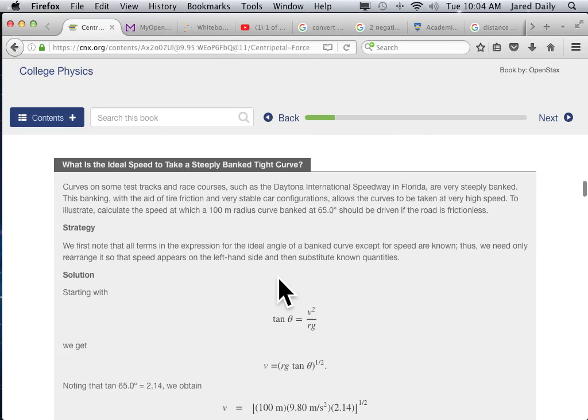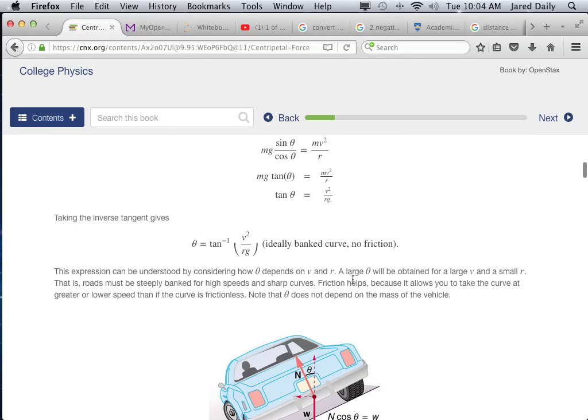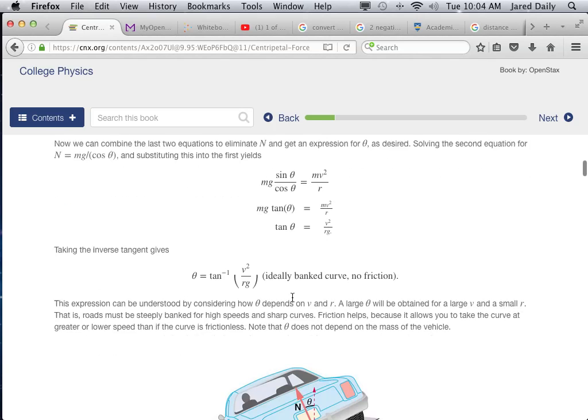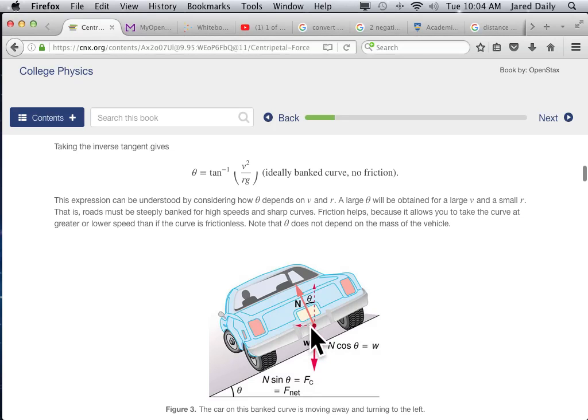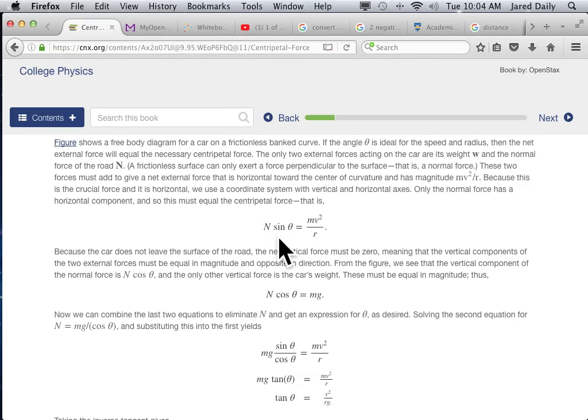So, what is the ideal speed to take a steeply banked tight curve? How do you do that? Well, you can calculate that, and they work it out right here. We start out with this on the left side: this part of the normal force is the centripetal force that comes from the normal force. So this is our centripetal force, n times sine theta, the normal force times the sine of theta. That has to equal the centripetal force, which is m times v squared over r.